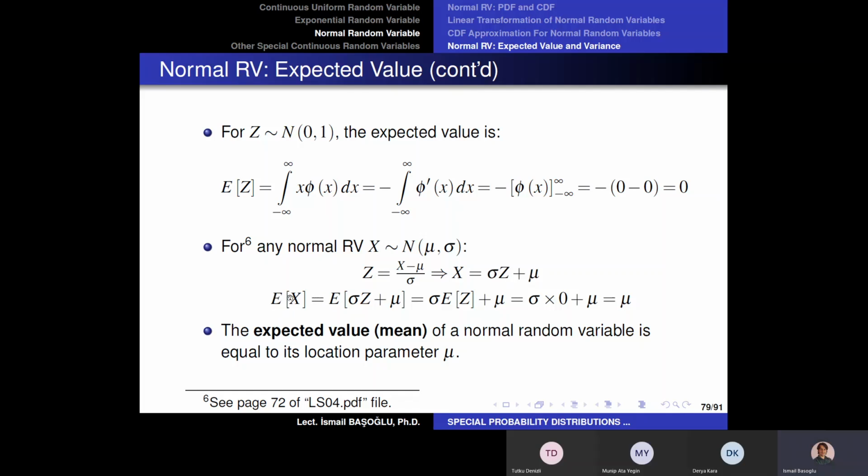So what is the expected value of x? Then expected value of x is equal to expected value of sigma times z plus mu. And remember now, in the end of chapter 4, you can check page 72, we have said that the expected value of a linear transformation is equal to the linear transformation of the expectation, where expected value of z is equal to 0 from that proof. Therefore, the result is mu. And the expected value of a normal random variable is always equal to its location parameter.